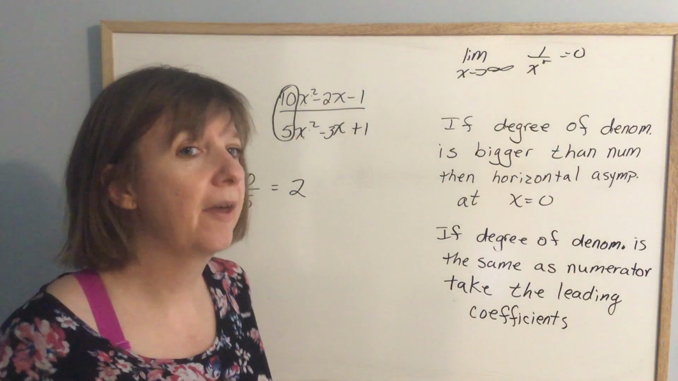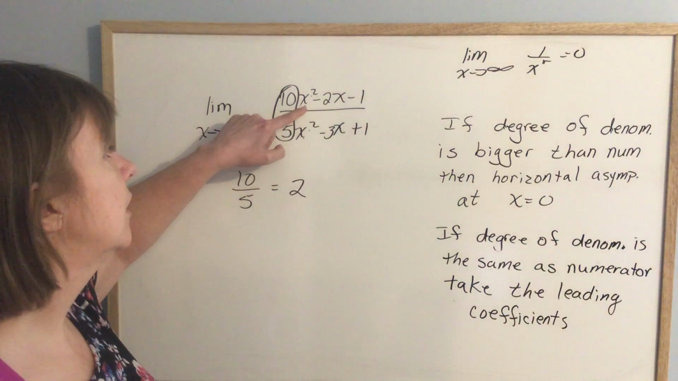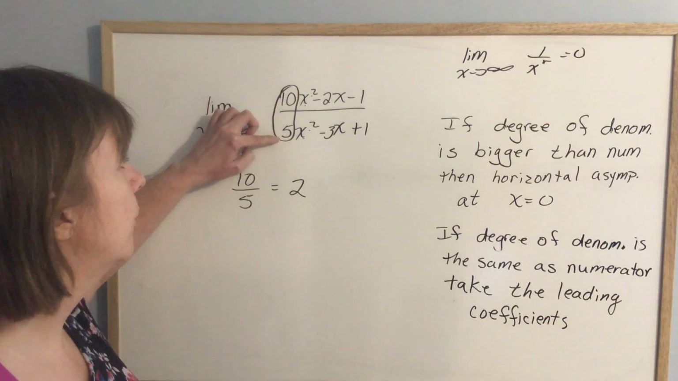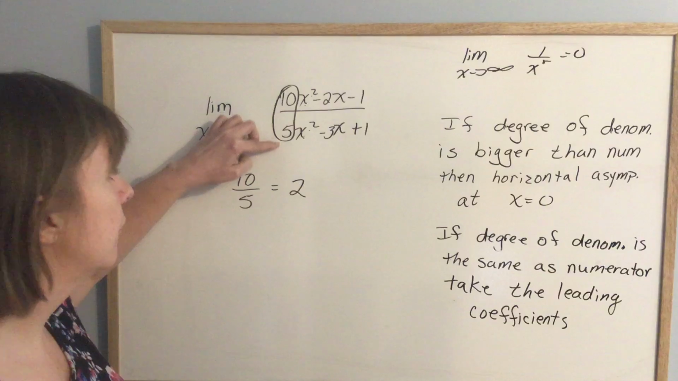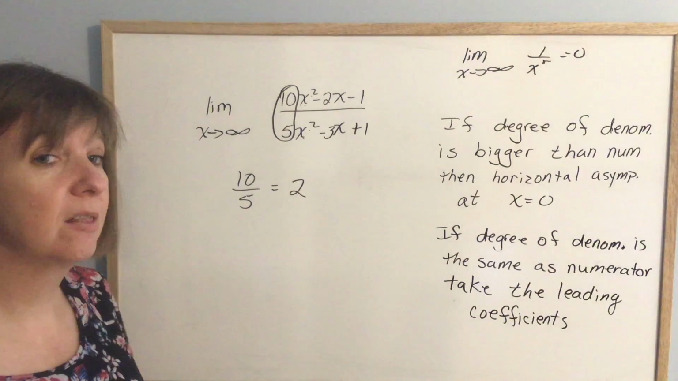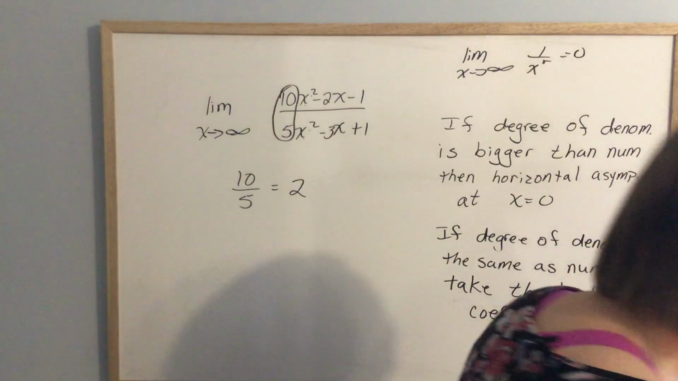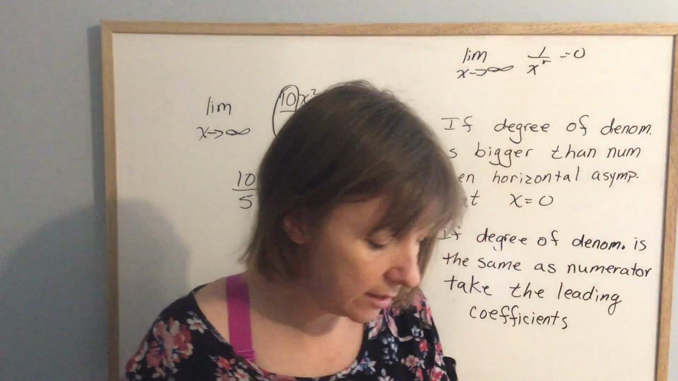You don't need to do all that fancy stuff. If the degree on the top and the bottom are the same, take the coefficients in front of those, 10 over 5, that's the limit. The limit is 2. That's it. That's all I'm doing today. I'm not doing anything else.